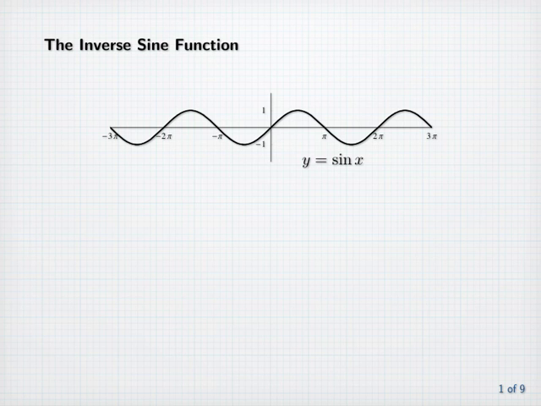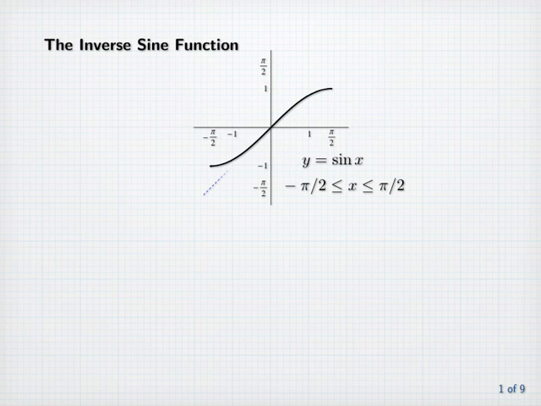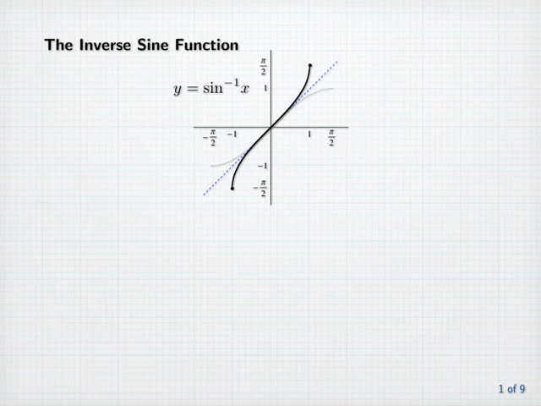So we restrict the domain in such a way that the function will be one-to-one. The standard way of doing this is to restrict the domain to the interval from minus pi over 2 to pi over 2. Now let's blow up that part of the picture, draw the line y equals x, and then reflect the graph about that line. This is the graph of the inverse sine function.